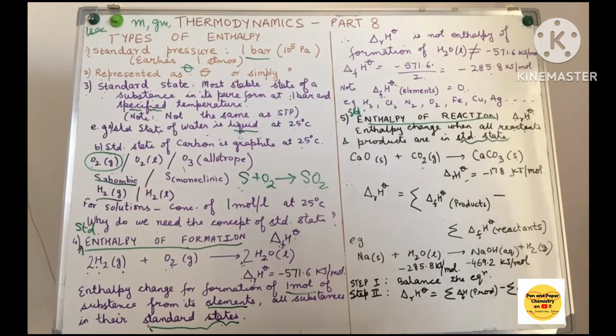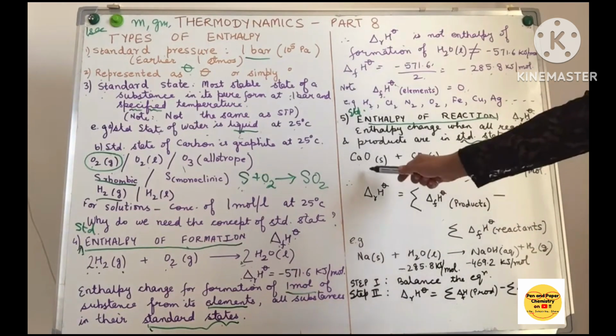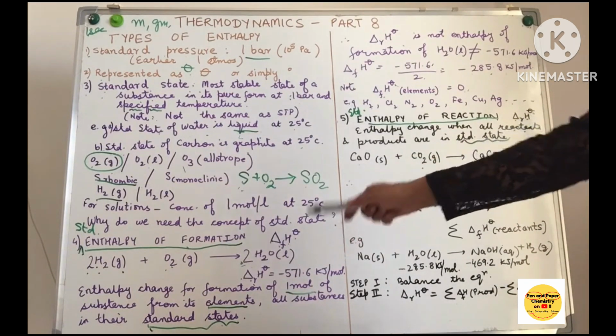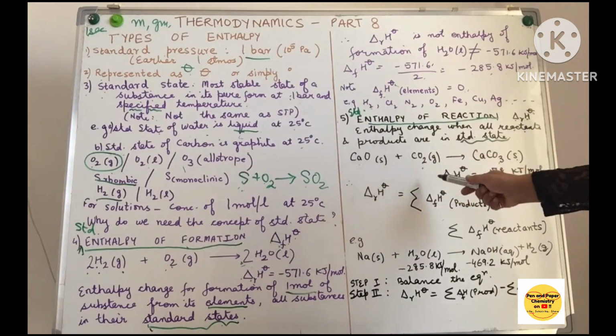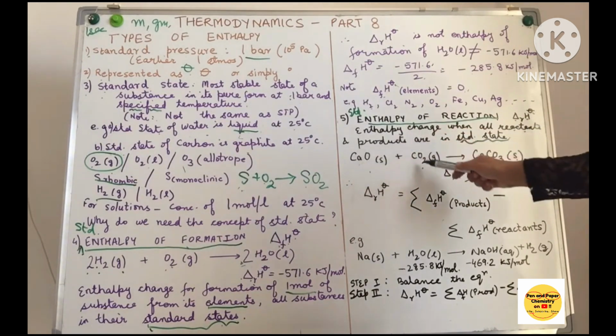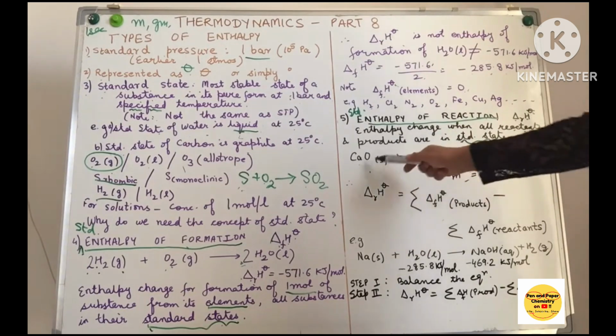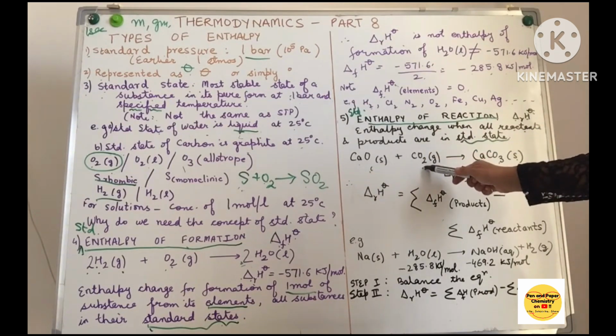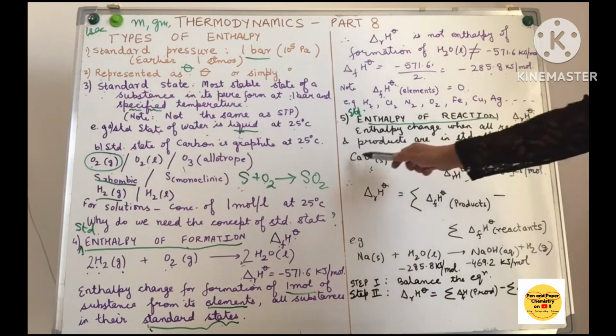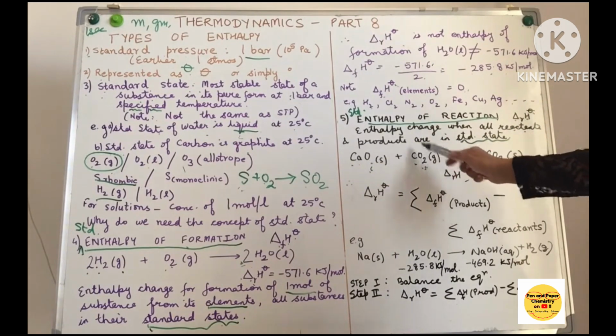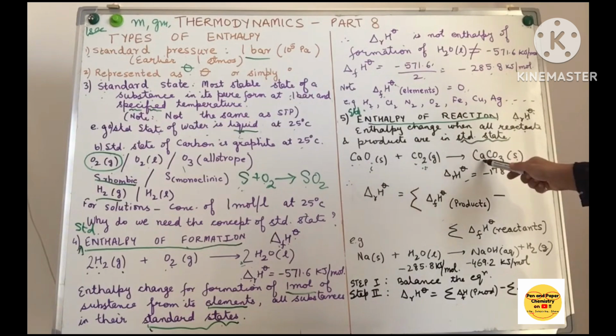No, it doesn't. Why? If you notice, we had underlined elements. When we are talking about the enthalpy of formation of a substance, we are talking about the reactants in their elemental state. These are not the elemental forms of calcium carbonate. So we have calcium oxide, carbon dioxide. These are both compounds. What will be the elemental states? That will be calcium, carbon, and oxygen. Coming to enthalpy of reaction, for this particular reaction it is given as negative 178 kilojoule per mole.